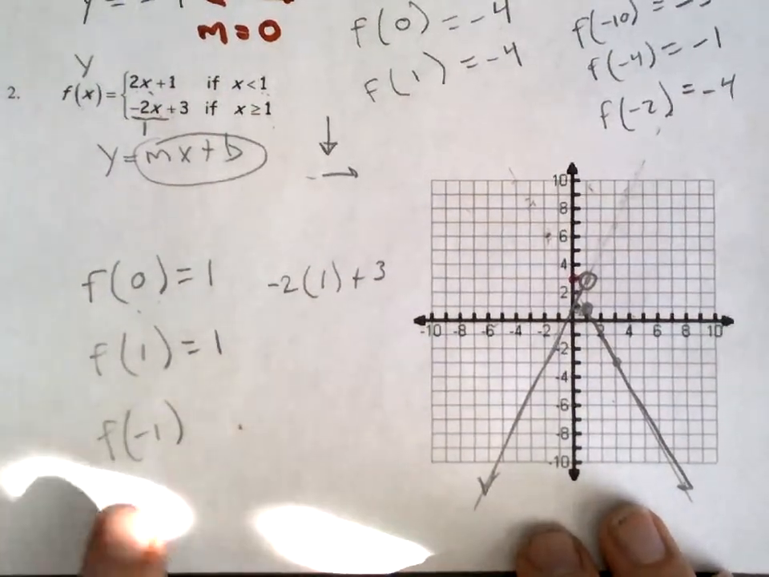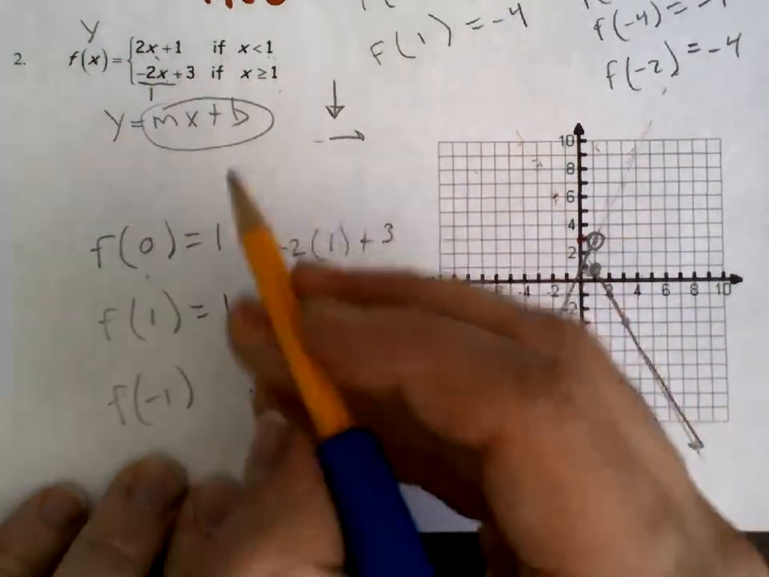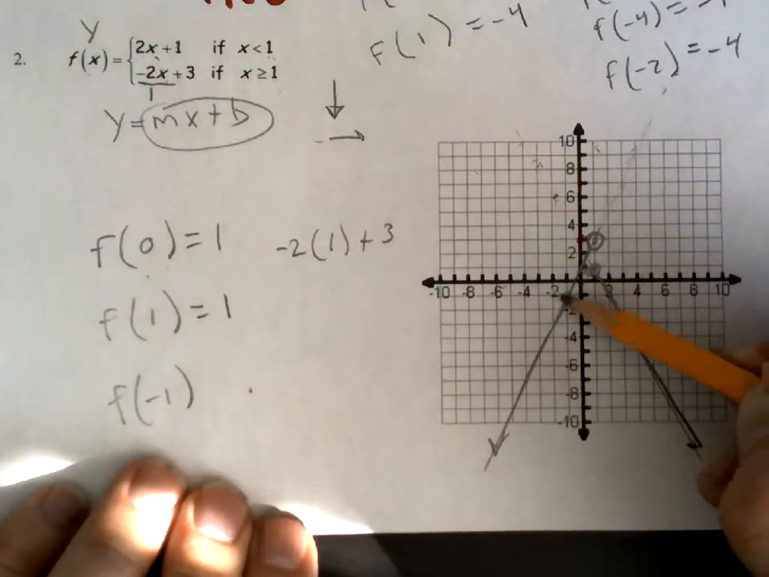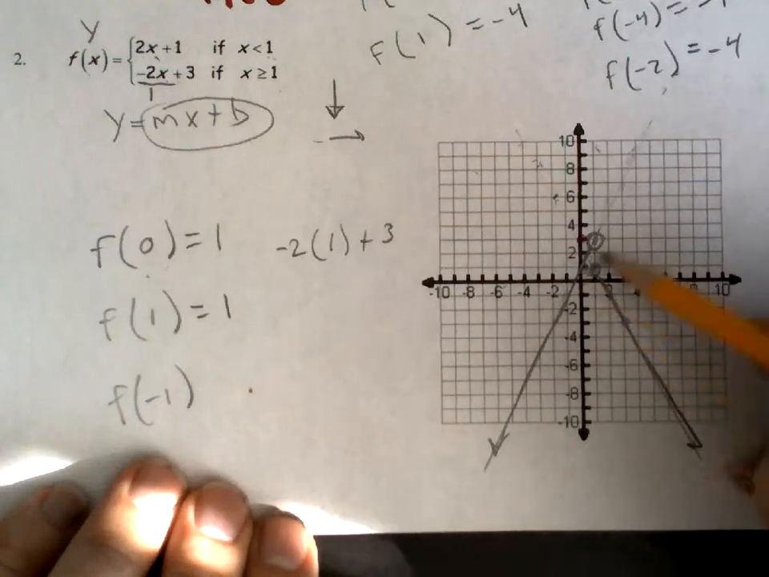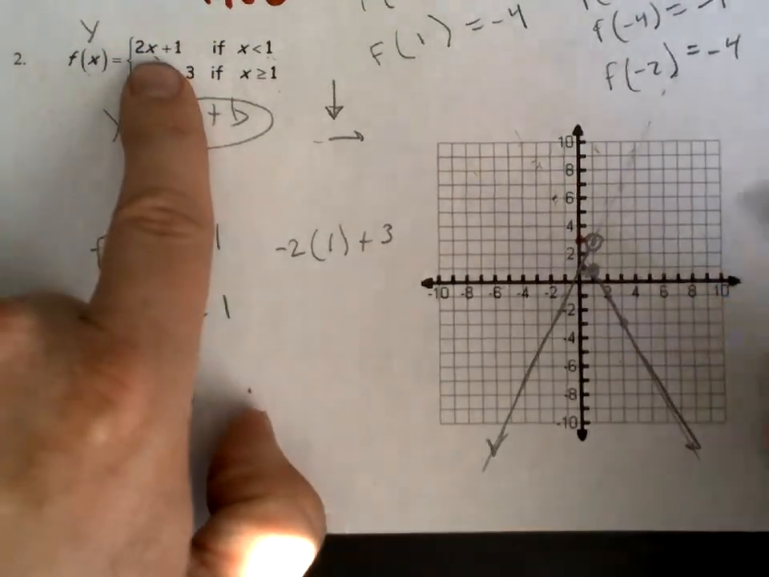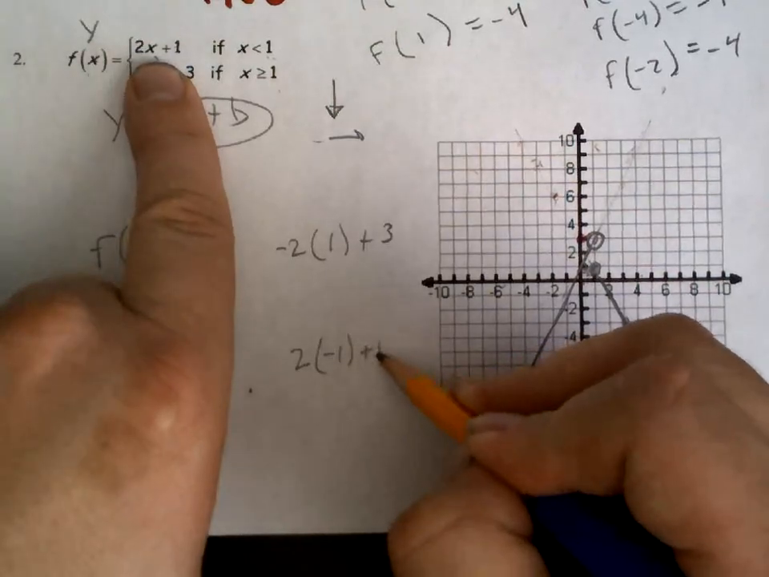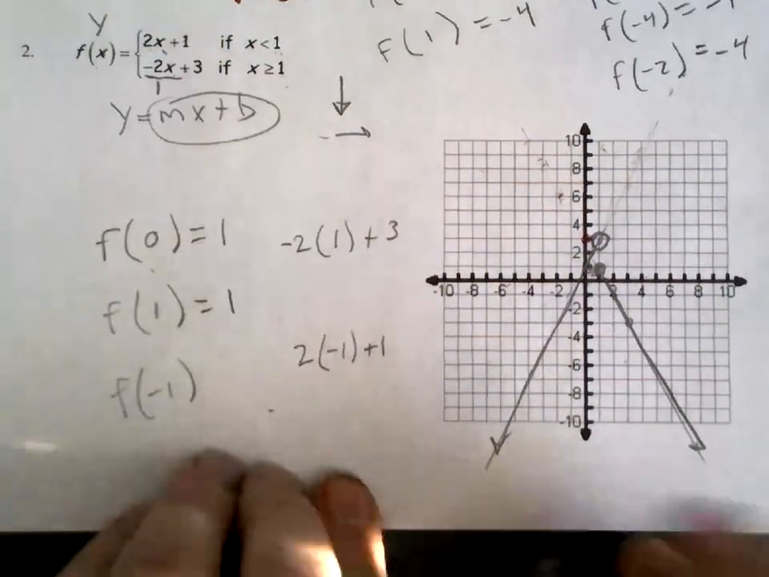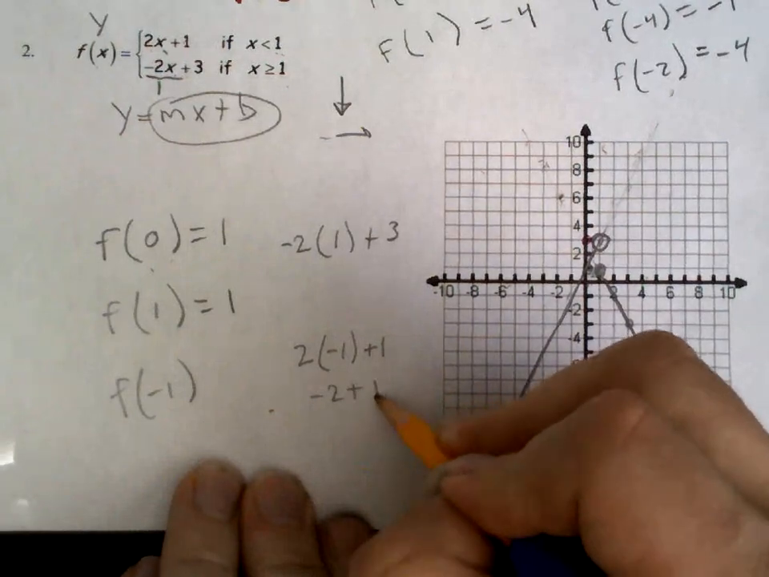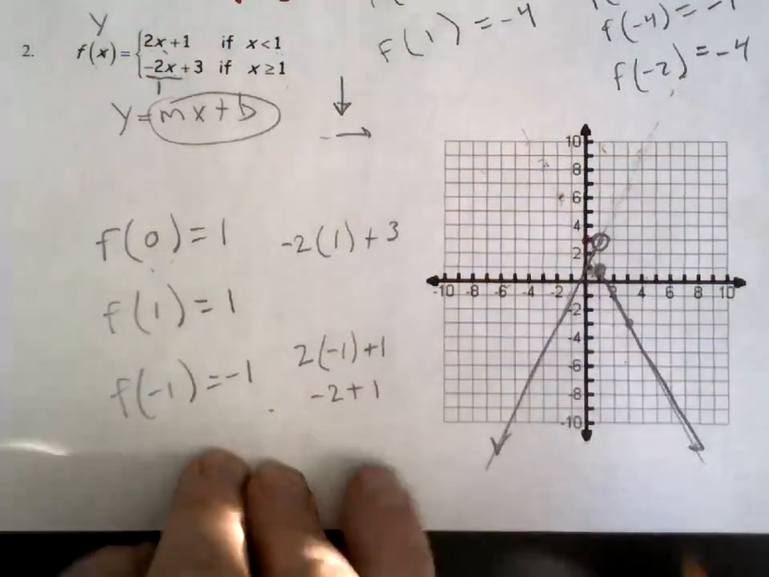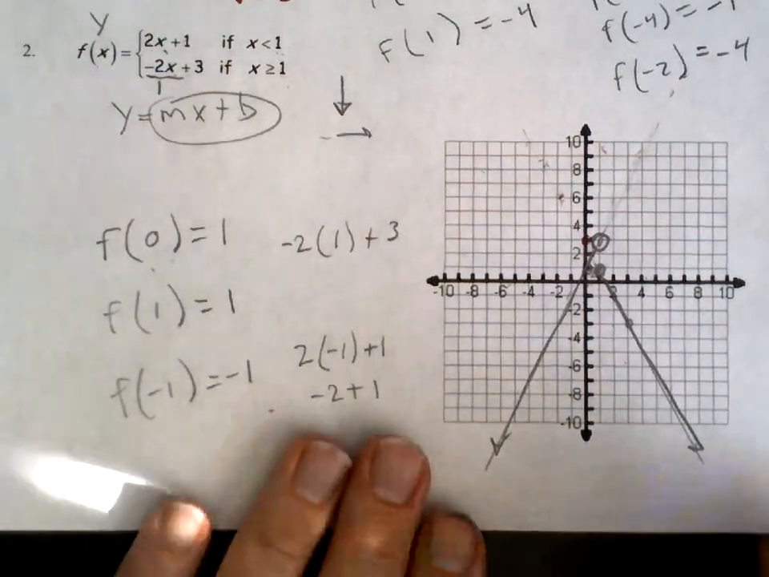Okay. Now I'm going to plug in negative 1. Well, negative 1 is over here. What graph am I using? It looks like I'm going to use this graph, which is right up there. So I'm going to go 2 times negative 1 plus 1. To do some simple math there, you got negative 2 plus 1. It looks like you have negative 1. And that's really close to that. Cool. Well, there you go.